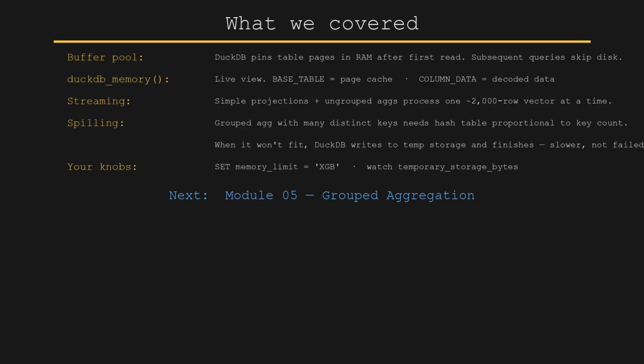Two things to remember. Memory limit controls how much RAM DuckDB can use. Temporary storage bytes in DuckDB memory tells you whether you pushed past it.